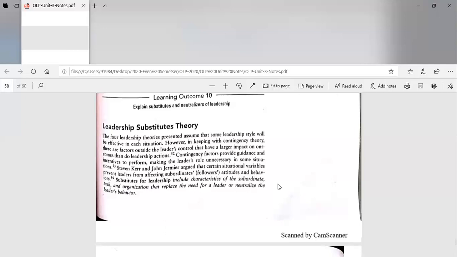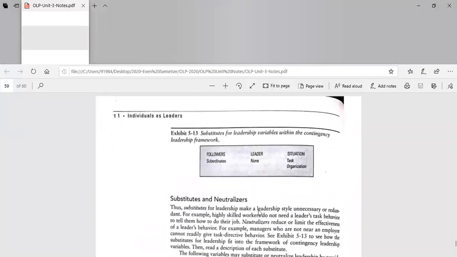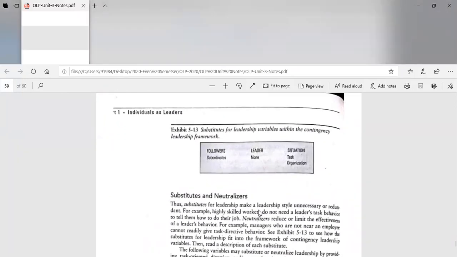So now, substitutes for leadership include characteristics of the subordinate, task, and organization that replace the need for a leader or neutralize the leader's behavior. So this is the definition here. Now we'll see what it indicates. The definition is a little bit complex, but it can be explained with the help of this model. Substitutes for leadership variables within the contingency leadership model: followers, leader, and situation.